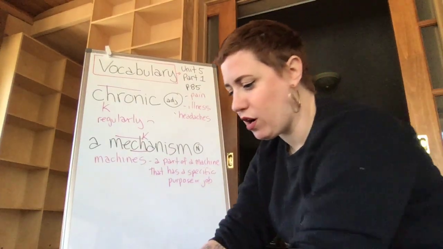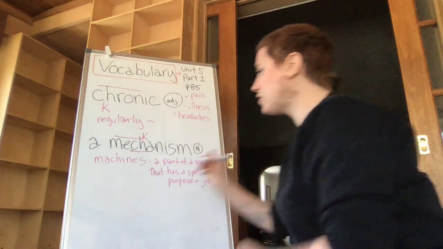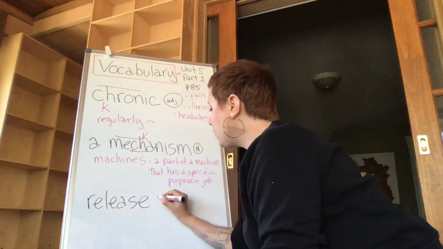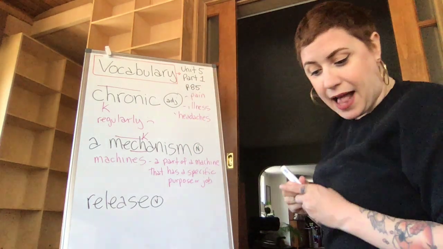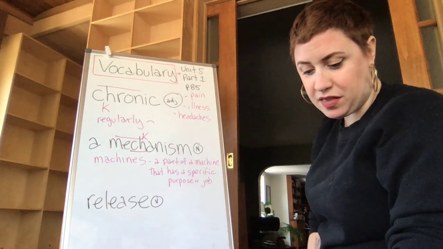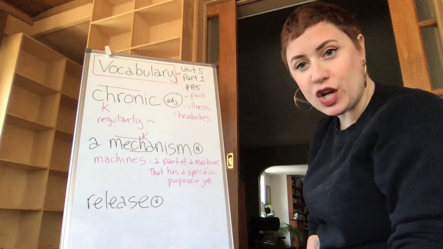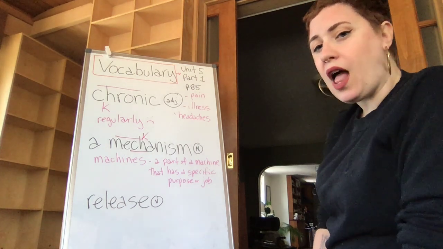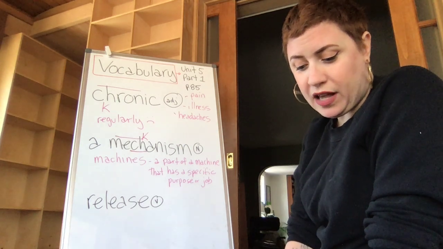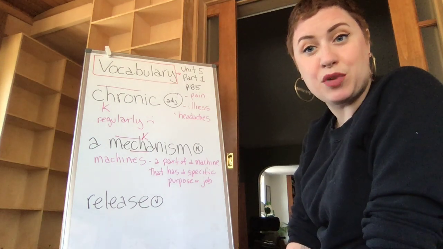Okay, let's try one more on this board before I erase it. So the next word is release. And release is a verb. In our example in B, we say, after the baby is born, the mother's brain releases a hormone called oxytocin. So here we have the verb that agrees with the mother's brain, which is the subject, so we have it releases in the present simple.